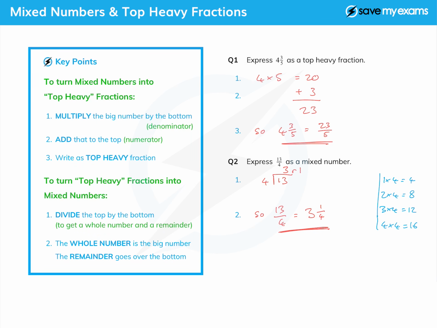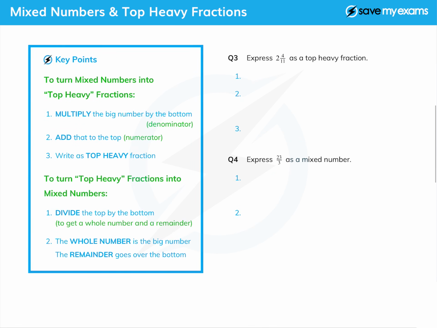Right, if you're happy with that, then press stop and do something else. I will do a couple more questions just to emphasize what we're talking about. So here are questions 3 and 4. First thing we need to do is express 2 4/11 as a top-heavy fraction. I'm not doing anything different here.